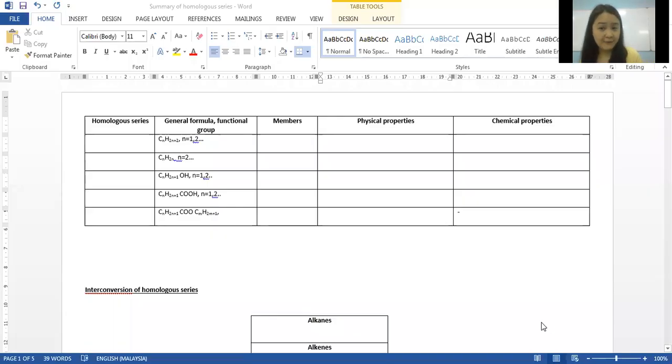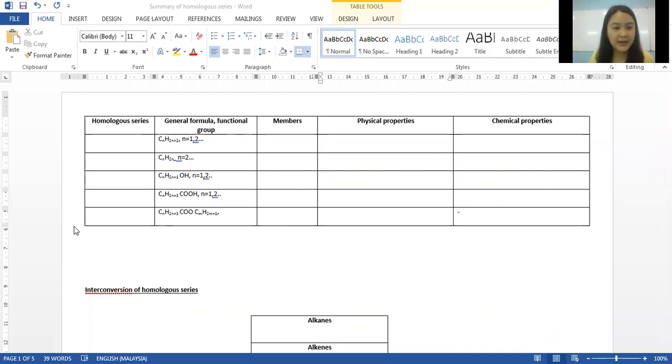Hi students, today we'll be doing a short recap on the homologous series of carbon compounds that you have learned in Form 5 Chapter 2, Carbon Compounds. So let's start. Over here you can see that I've made a very short table to summarize the key points regarding the 5 homologous series that you have learned.